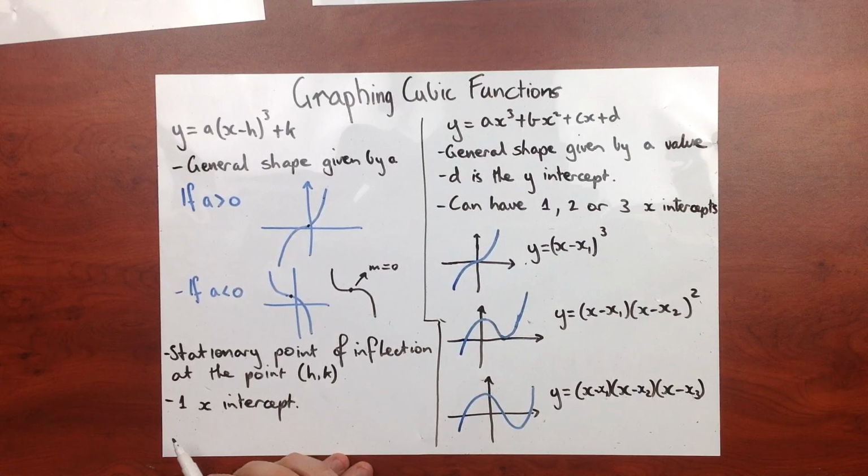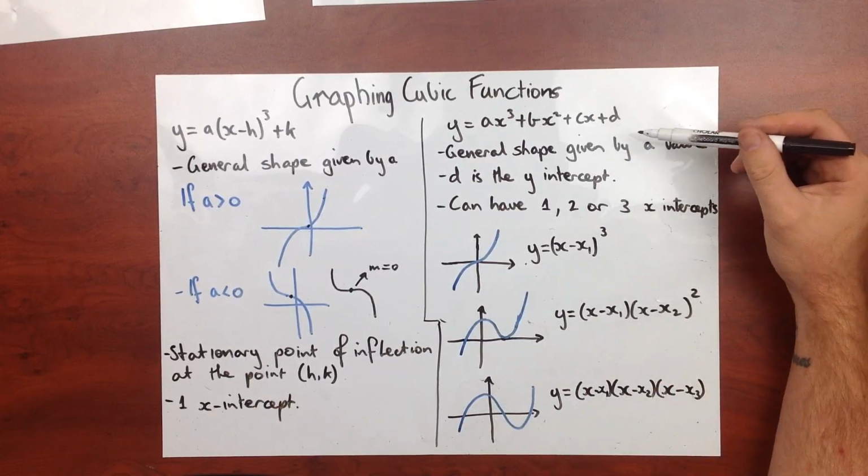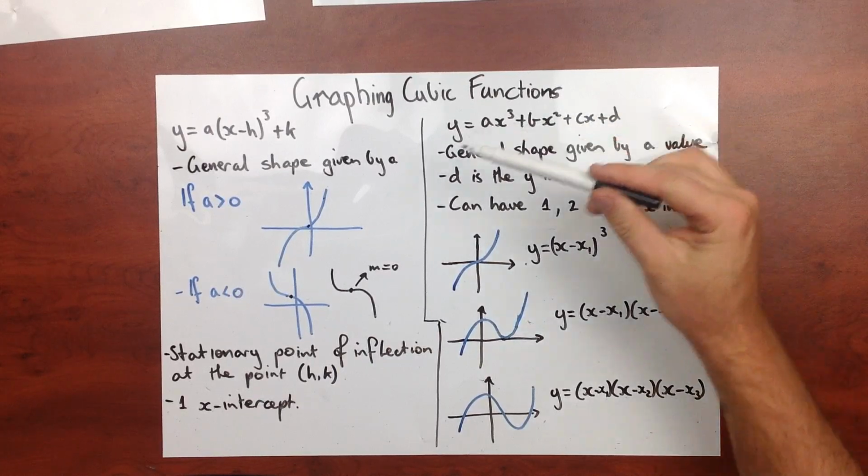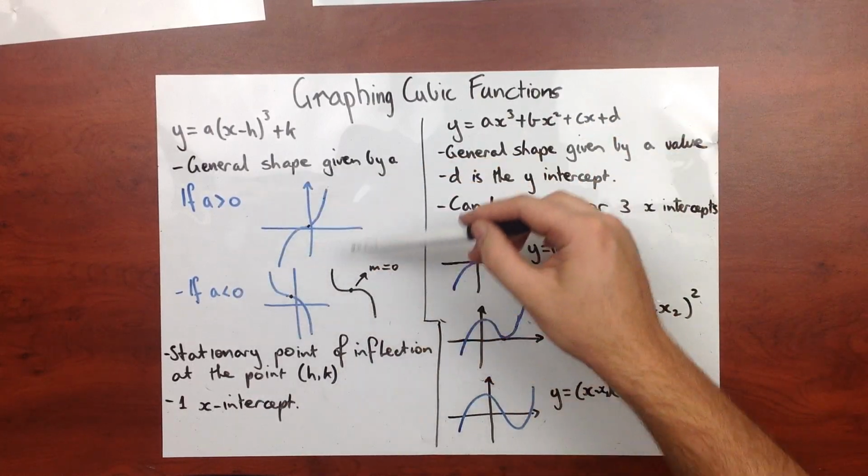There's a whole big area of study later on in the course about how to find those stationary points of inflection. And we have one x-intercept in this form. We only get one. When we have a look at our general form, our shape is still governed by this a value, so it's still all related to this.